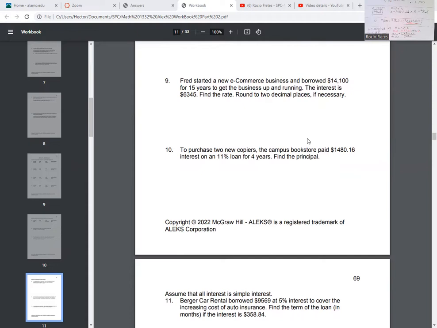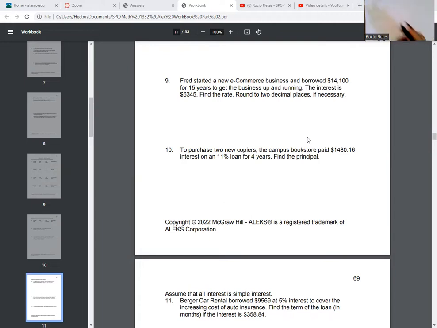There's a lot going on in this problem, but notice that nowhere does it read that this is compound interest. So we are dealing with simple interest. If you do not know how to start a problem, just ask: is it compound interest or simple interest? This one I know is simple interest because nowhere in the problem do I see the word compound. So it's going to be one of the two formulas.